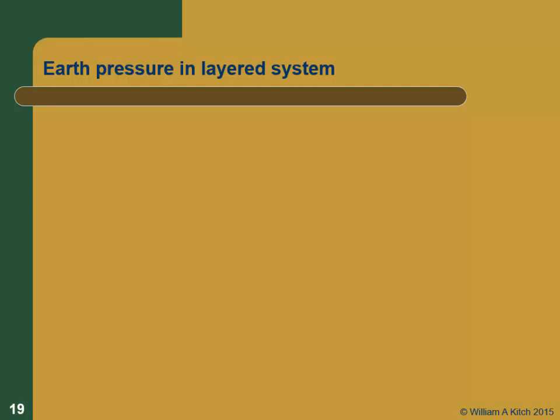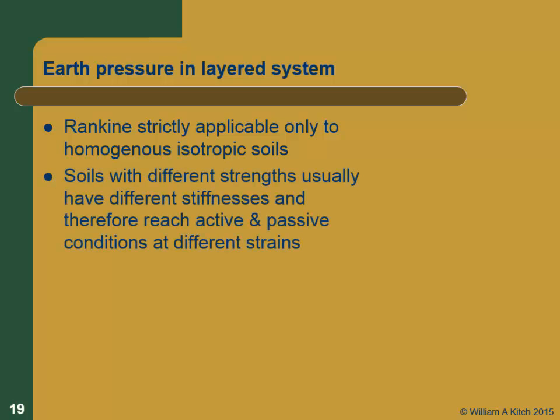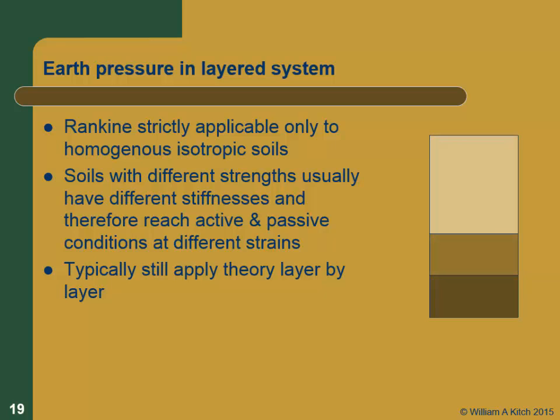Okay, so I want to cover layered systems, and then I want to point out one assumption in the earth pressure theories that is often overlooked and can mess you up. The Rankine is strictly applicable only to homogeneous soils, as is the Coulomb. Normally, we often have layered soils with different strengths and different material properties, so what we often do is just apply these theories layer by layer.